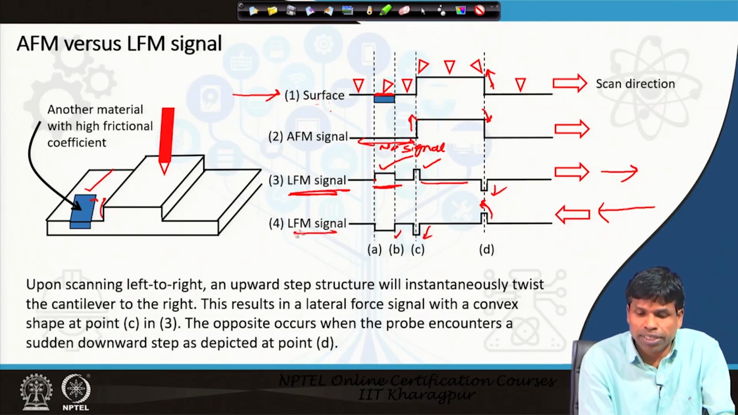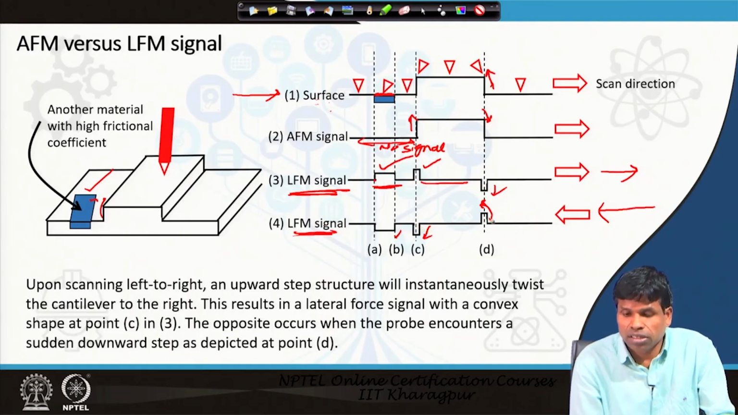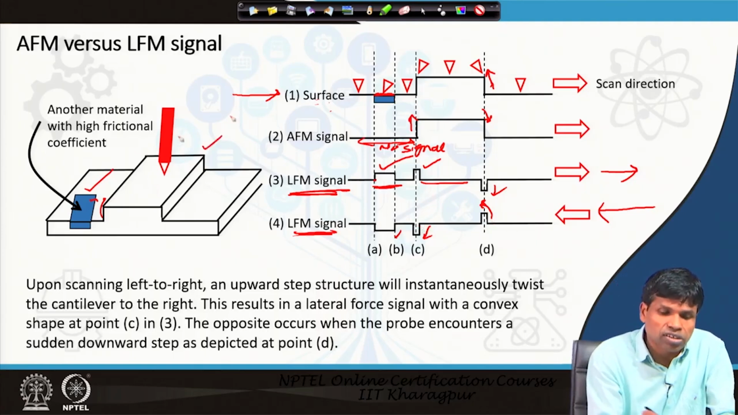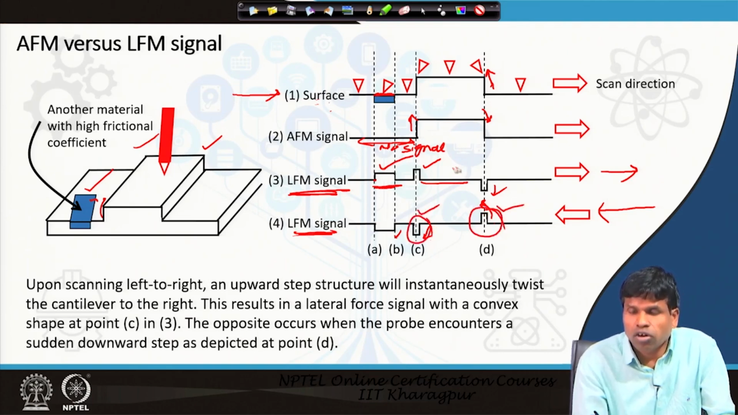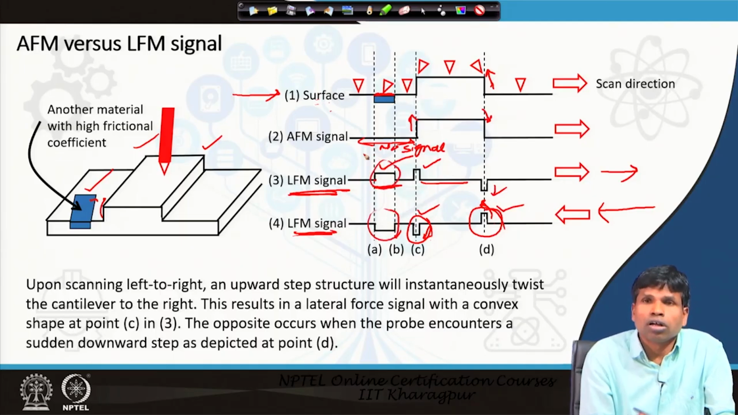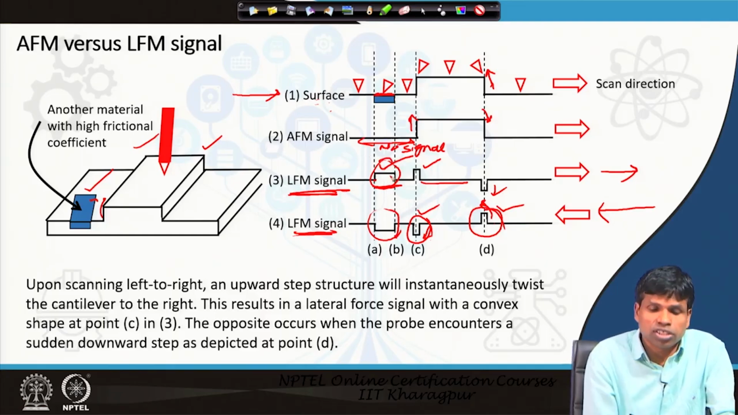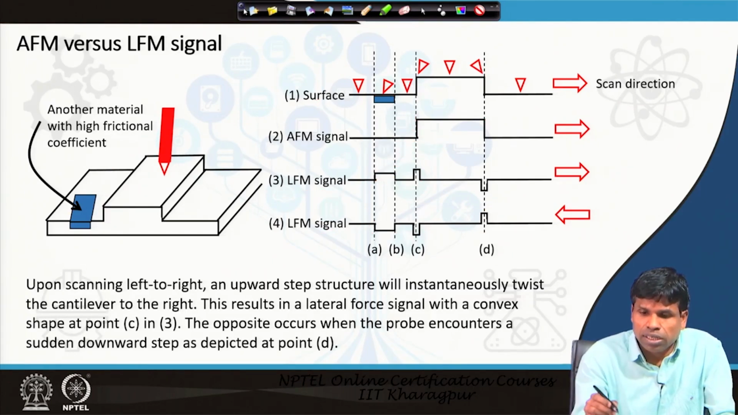So, in lateral force microscopy we can see a difference in contrast because of the change in either height, as here there is an edge, and this contrast is due to the edge of the features, and this contrast is due to the change in frictional properties in such a region because of two different samples. So, this is what lateral force microscopy gives us. I can show you with an example.